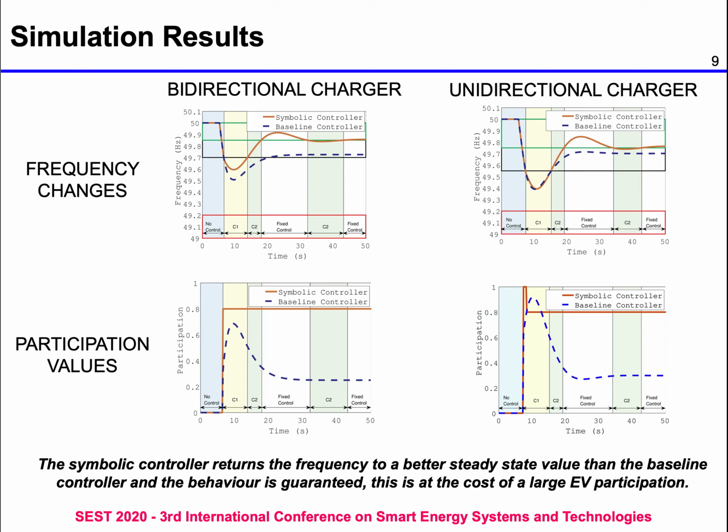And then after we've returned inside I1, controller 2 takes over and tries to take us into the smaller region I2. This is done for the symbolic controller, but the baseline controller is not able to do this transition. So you can see the symbolic controller returns the frequency to a better steady state value than the baseline controller did, and that this behavior is guaranteed as we discussed in the previous slides. However, this is at the cost of larger EV participation.